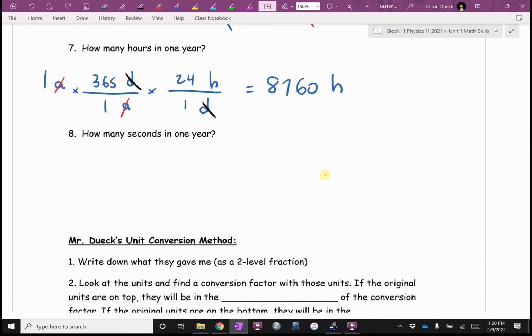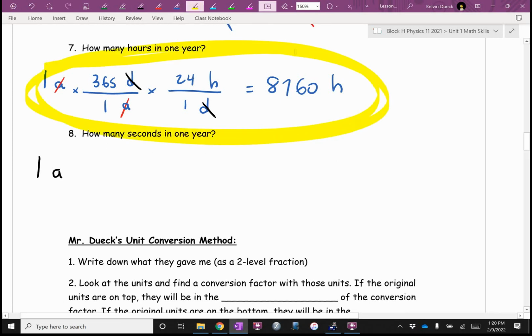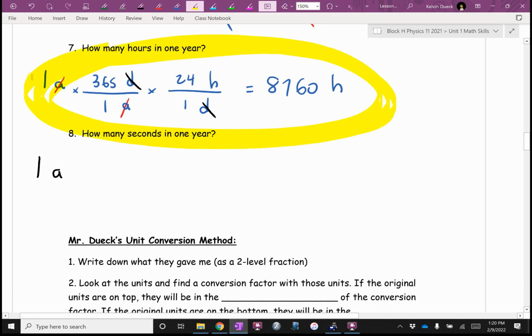How many seconds in 1 year? I'm going to start out by writing down what they gave me. 1 year. What can I convert years into? What can I convert years into if I'm paying attention and happen to notice certain questions that I've just finished doing, if I want to save myself redoing something from scratch? What else might I be able to convert years into?